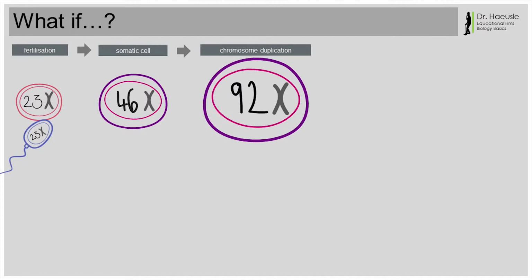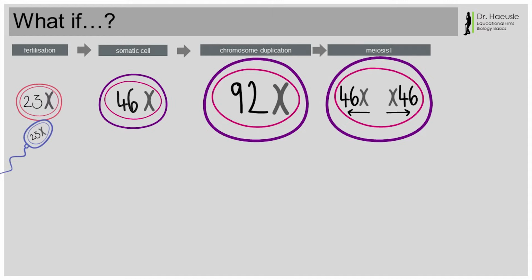What do you think would happen if a germ cell with 92 double-stranded chromosomes went through meiosis? During meiosis 1, the homologs of each pair are separated. After meiosis 1, 2 cells with 46 double-stranded chromosomes per cell would exist. Exactly. And if meiosis ended here, these 2 cells would be gametes.